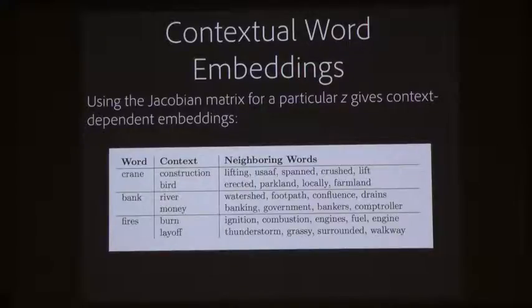So bank and river gives you what you would expect, whereas bank and money gives you banking, government, bankers, comptroller, and so on. So we're really just starting to look at this polysemy stuff, but I think it's an interesting direction. It's something that nonlinear models give you a way of doing; you can also do it with shallower models, but it's also straightforward with these deeper models.